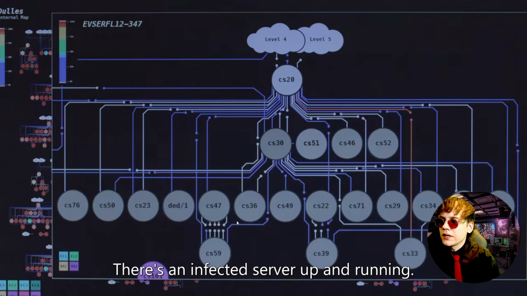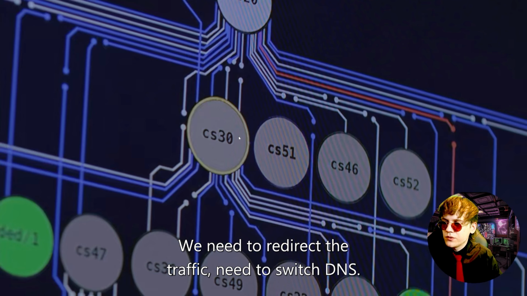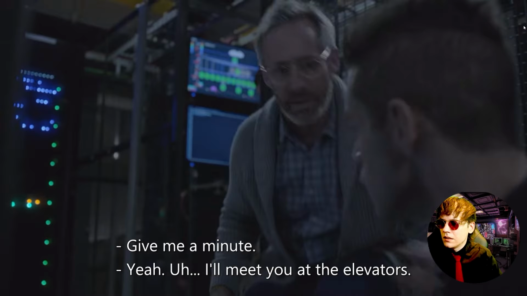That will be nice. Okay, I guess they wiped and restarted all servers, but forgot one was still infected. It's a bit tense to build suspense, but they could just shut them all down again. But on the other hand, the company is losing money, so Elliot improvises a quick fix. I have to redirect the traffic, change the DNS. Basically, the CS30 server goes offline and its backup is used. Now the infected server is offline and Elliot can take a closer look.